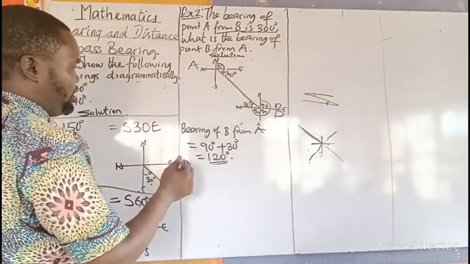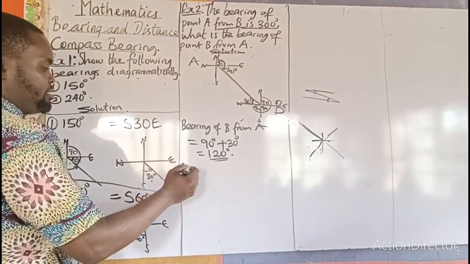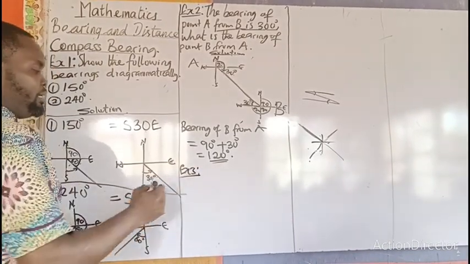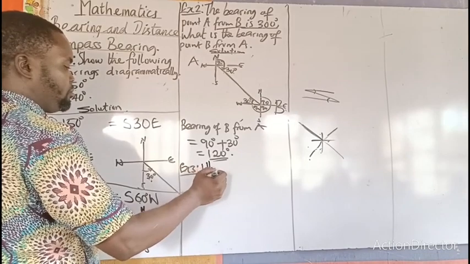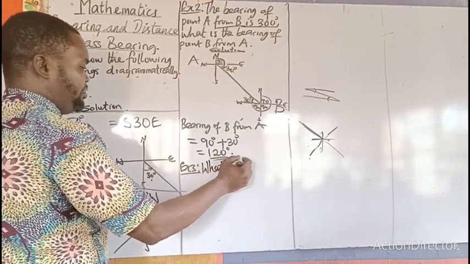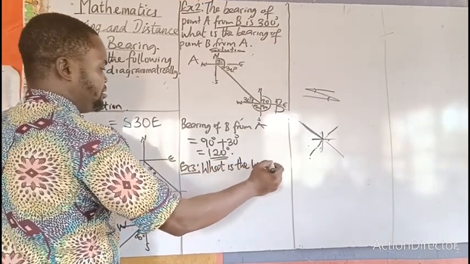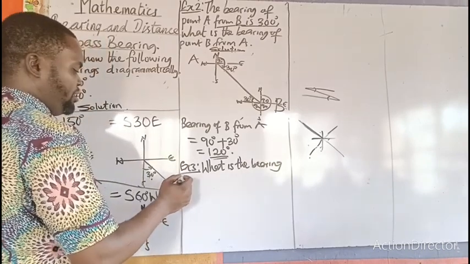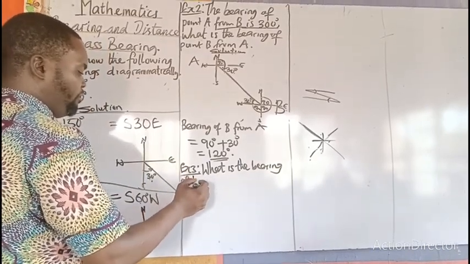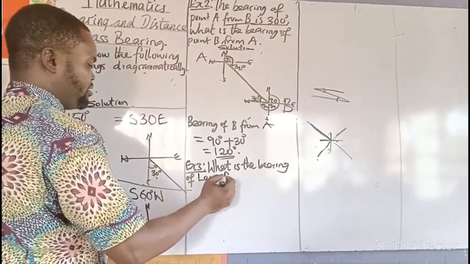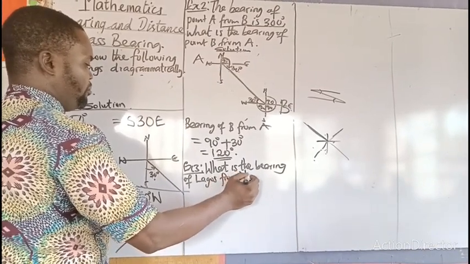Okay. Let's do another example so that we understand. Now let's look at this one. What is the bearing of Lagos from Abuja?